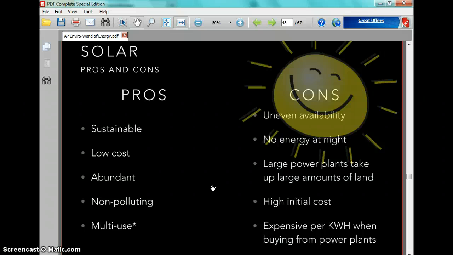What are solar panels made out of? They're photovoltaic cells. What are they made out of? So, silicon. Okay, you have to know that. That's definitely a question.